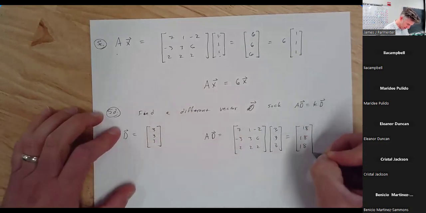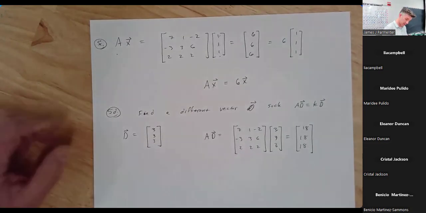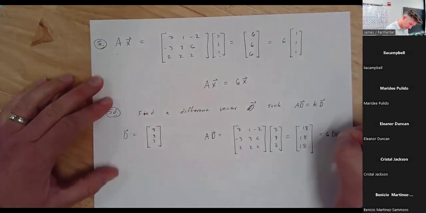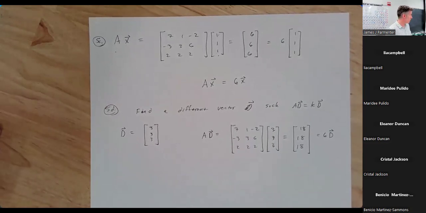And look, this is exactly a multiple of the vector D. It's also 6 times D. So that's what I'm pretty sure that problem was going for. They wanted you to use your observation from part C to then see how to do part D.